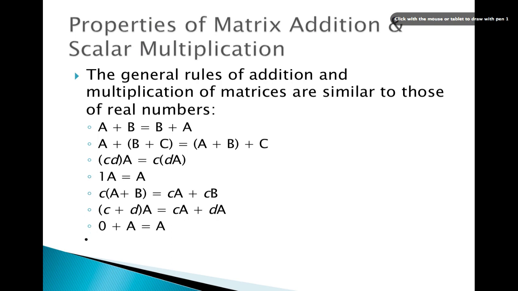And lastly, your zero matrix. And this is a matrix just all full of zeros. Every single entry in it is 0. So 0 plus A equals A.